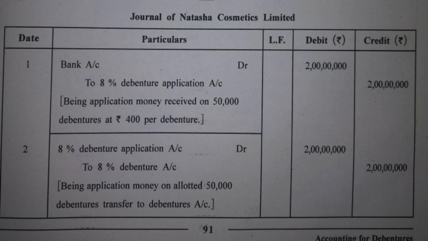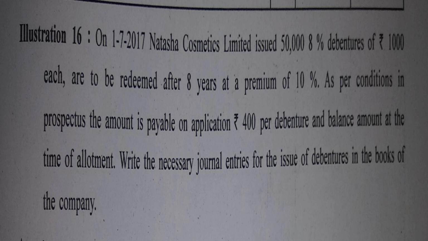The first journal entry, if we are talking about it here, the journal entries are given in your textbook properly on page number 91. Bank account debit 2 crore to 8% debenture application account 2 crore again. Application money received on 50,000 debentures at rupees 400 per debenture. Company has issued 50,000 8% debentures.